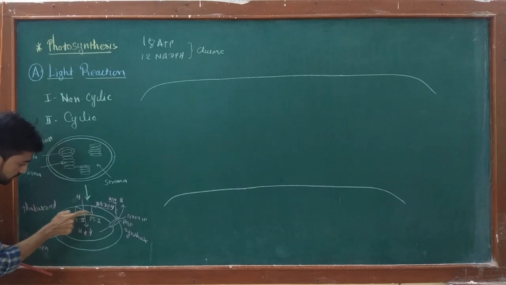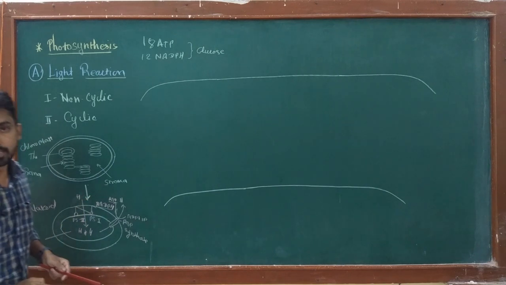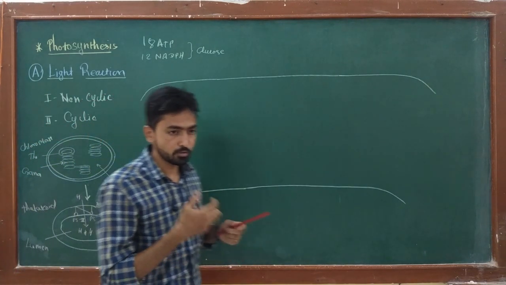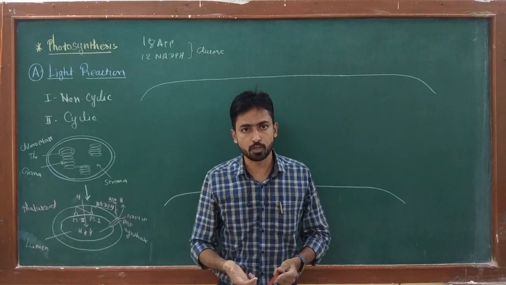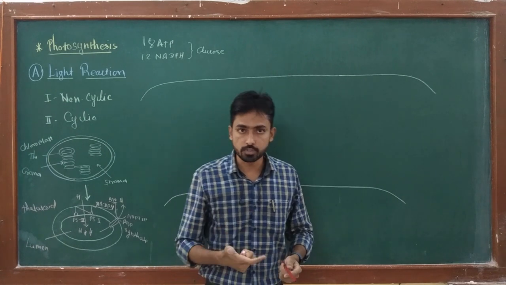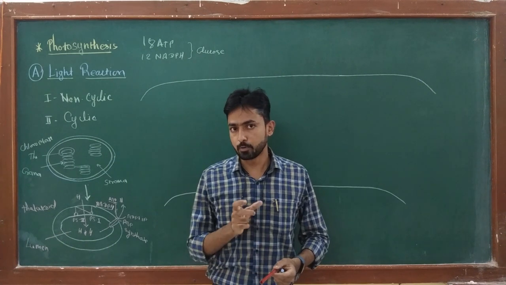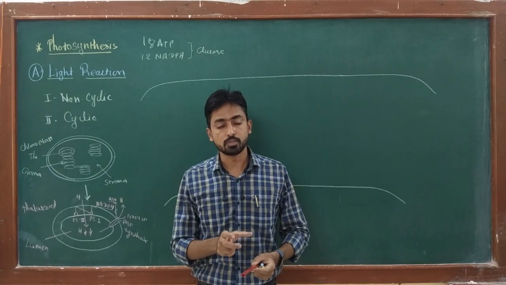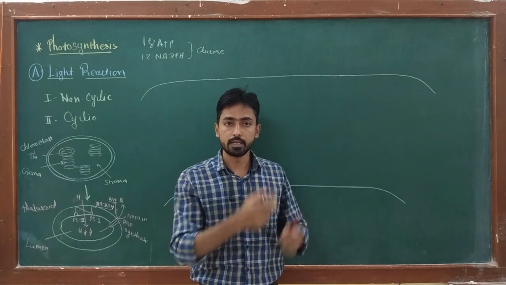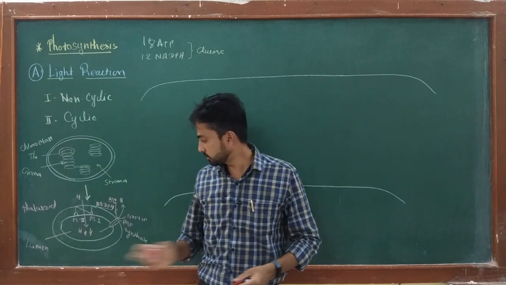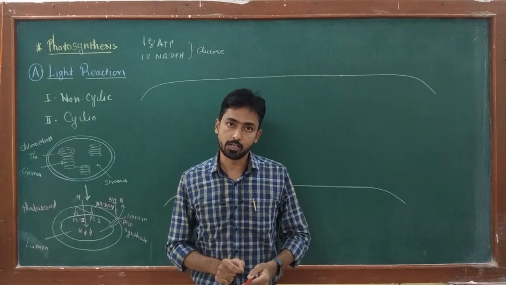The process in which ATP is produced in the light reaction is called photophosphorylation. We know that the process of synthesis of ATP in living organisms is called phosphorylation. There are various types of phosphorylation, like substrate level phosphorylation, oxidative phosphorylation, and now here you can see photophosphorylation, the process in which ATP is produced by using light energy. That means ADP and Pi are combined together to produce ATP in the presence of light energy. So this process of synthesis of ATP in the light reaction is called photophosphorylation.